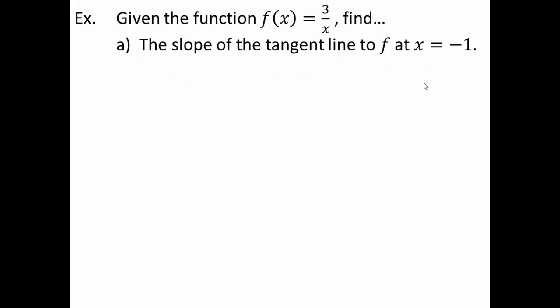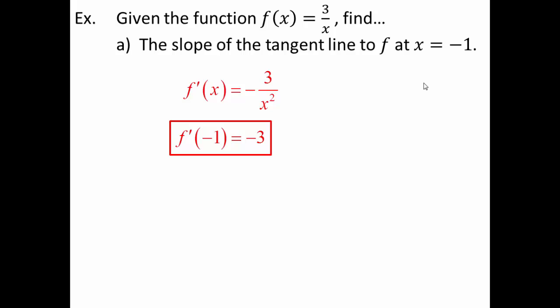Hopefully this wasn't too much trouble. Slope is going to be based on the derivative that we found earlier, -3 over x squared. Plug and chug, I get a slope of -3. Now at this point, I'm also going to point out the reasonableness of this answer, the slope of -3.